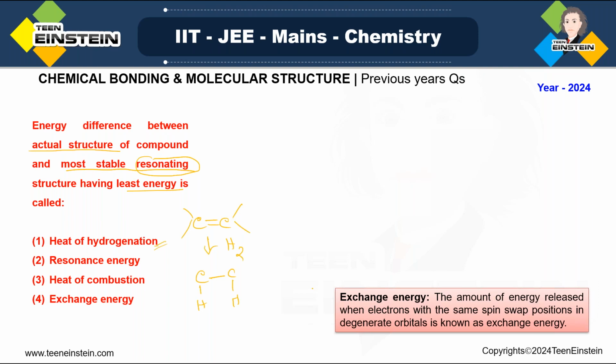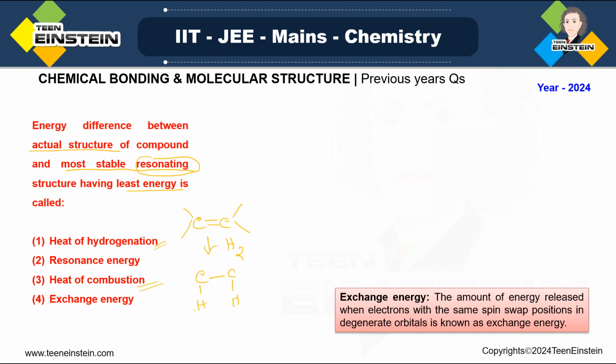It has a direct relationship with the stability of the molecule which you are hydrogenating, basically an alkene or alkyne. The more stable the molecule is, the less will be the heat of hydrogenation value. Okay, so that is heat of hydrogenation. It has nothing to do with the resonating structure.